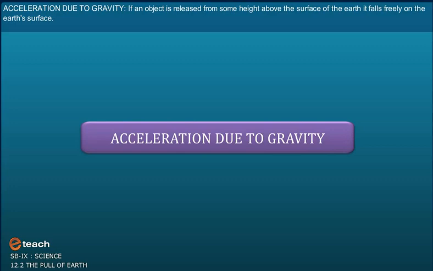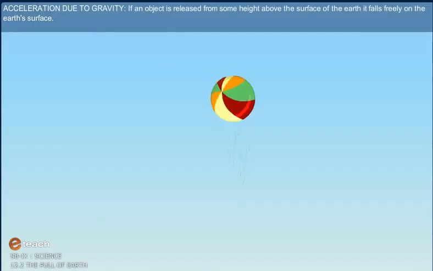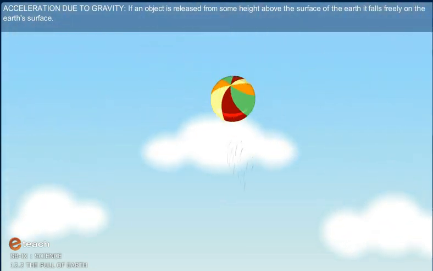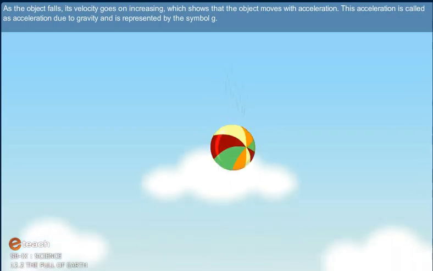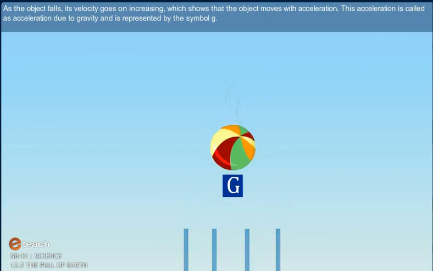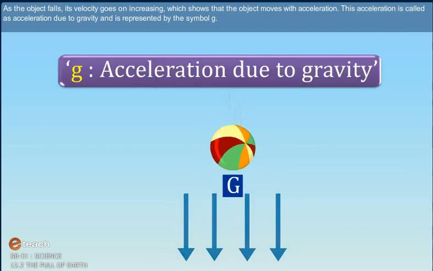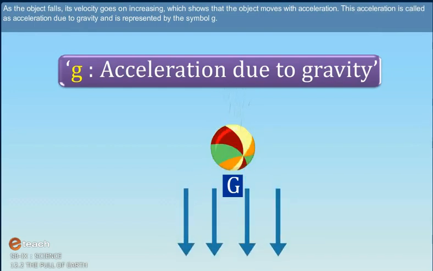Acceleration due to gravity. If an object is released from some height above the surface of the Earth, it falls freely on the Earth's surface. As the object falls, its velocity goes on increasing, which shows that the object moves with acceleration. This acceleration is called acceleration due to gravity and is represented by the symbol g.